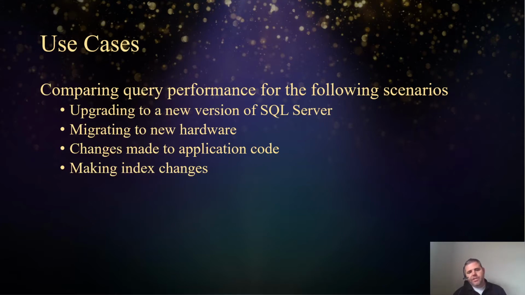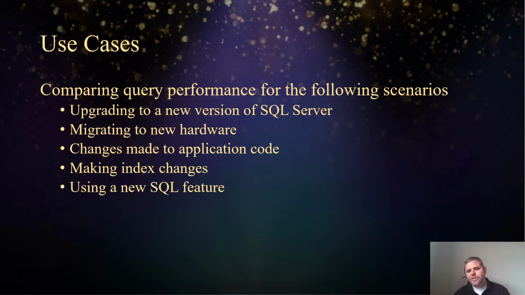Making index changes. If you're working on a critical system, you may not want to just go through and make an index change, or maybe you're dropping indexes or creating indexes or altering indexes. You may not want to do that on the critical system without really understanding what the impact of that index change is. So Database Experimentation Assistant can help you test out those index changes to see how it impacts code that's currently running. So index changes is another use case.